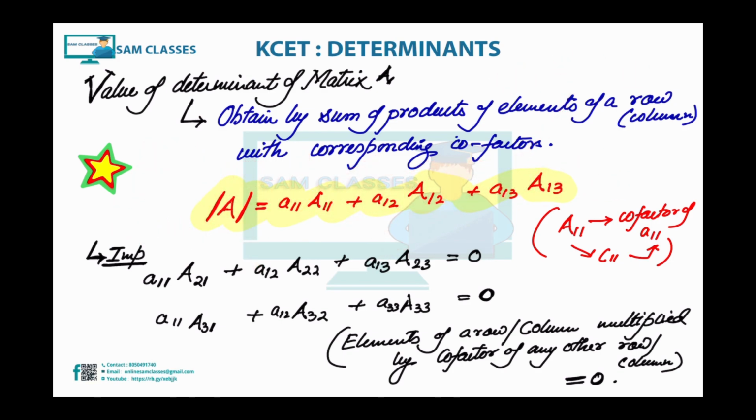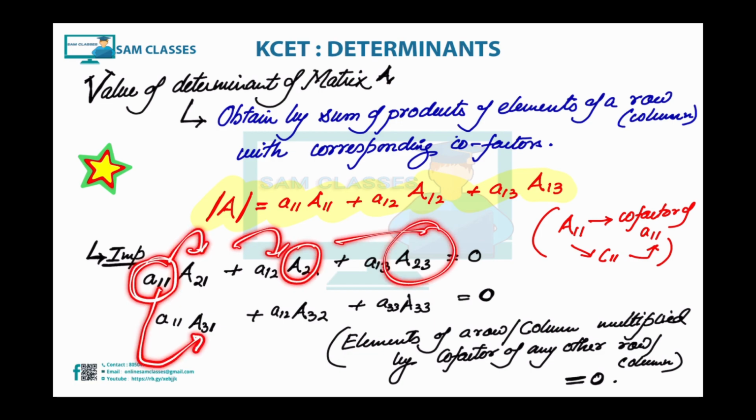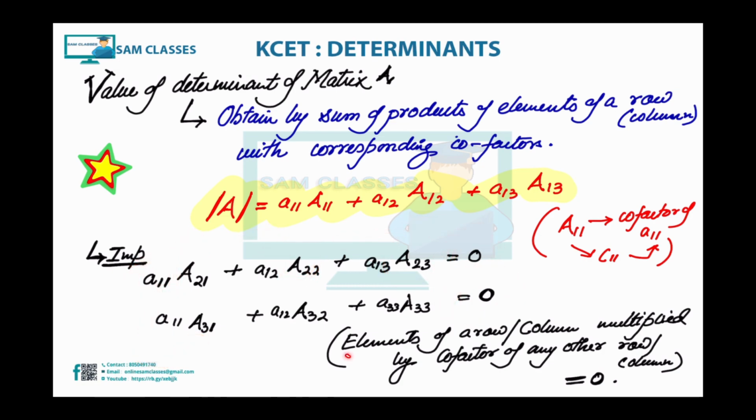So direct, done. Now one very important thing: if you take the elements of the first row but the cofactors of the second or third, and keep doing it and expand till the last one, you'll end up getting the value of the determinant as 0. So elements of a row or column multiplied with the cofactors of any other row or column will always end up in 0.